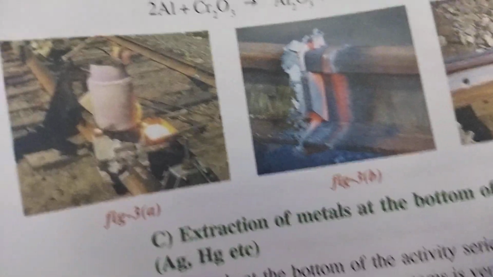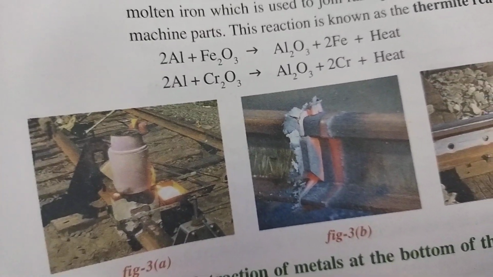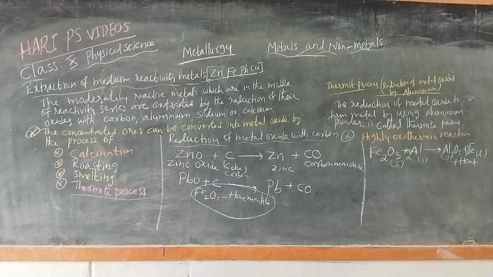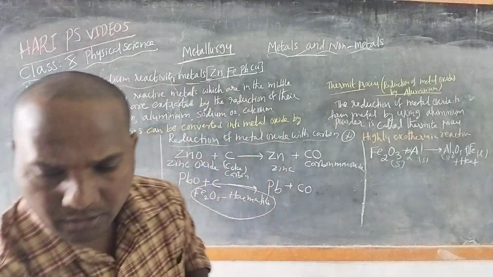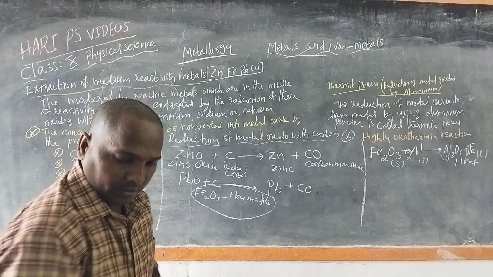One more reaction is also shown: chromium oxide plus aluminum gives aluminum oxide plus chromium, and heat is also produced. These are metal oxides, and they are reduced by aluminum. That process is called the thermite process.